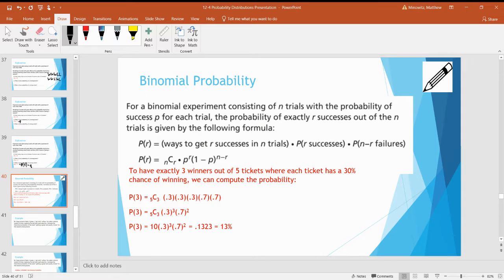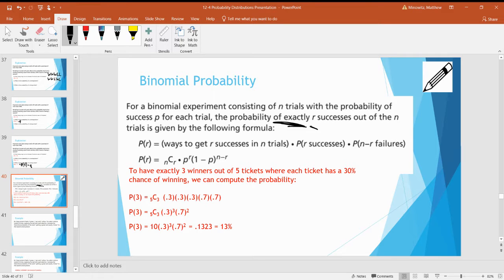So now, when I give you a formula, I always like to show you where it comes from. Down here is where I'm going to explain it, but a binomial probability formula helps us find the probability of winning exactly R times.